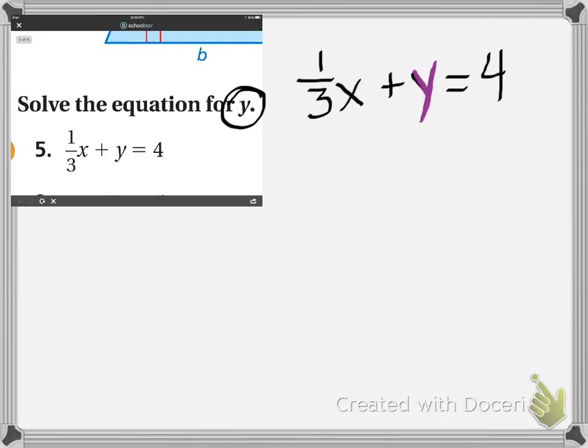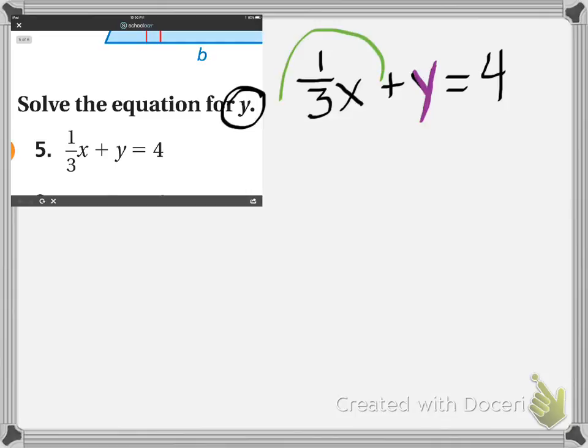In the past, when we have been solving to get an answer like y equals 5, we would get rid of the fraction to make it easier and multiply by the reciprocal. In this case, we're not looking for a solution like y equals 5. We are just looking to rewrite the equation so that y is by itself on one side of the equal sign and the rest of the information is on the other side.